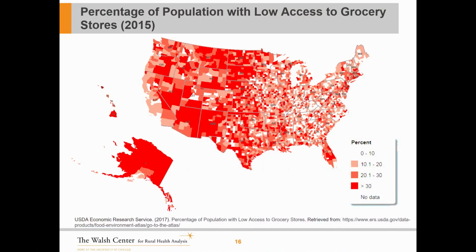We also have challenges with access to food security, which is part of social determinants, with low access to grocery stores. Again, this data, the darker the red, the higher the percentage of population with low access, which is more than 30 miles to a grocery store. And again, we can see that a lot of that access challenge is focused in central and western areas where we have much more sparsely populated communities and larger distances to travel.